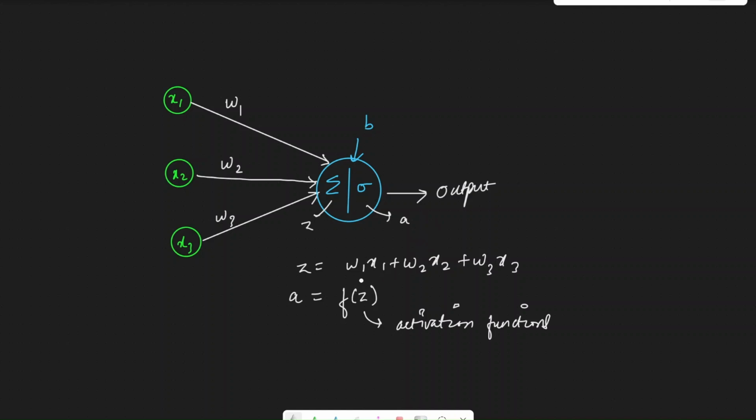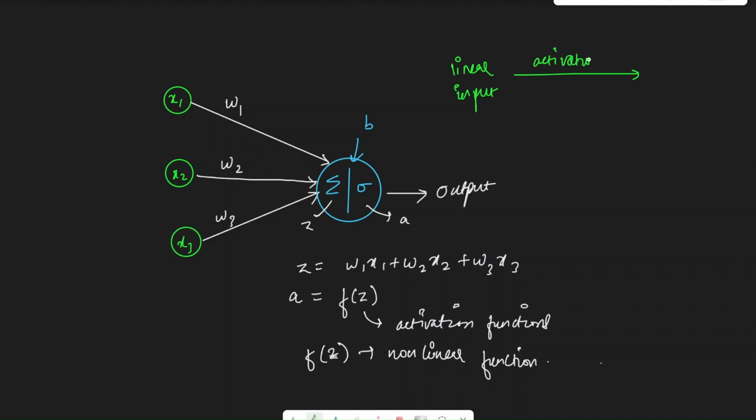So now we have converted this linear relationship into this non-linear relationship, because we are assuming that this f of z function, it is actually a non-linear function. So in this way, we will be able to capture the non-linear relationship which exists between this data. So essentially what is happening is we have some linear input. On this linear input, we are applying activation function.